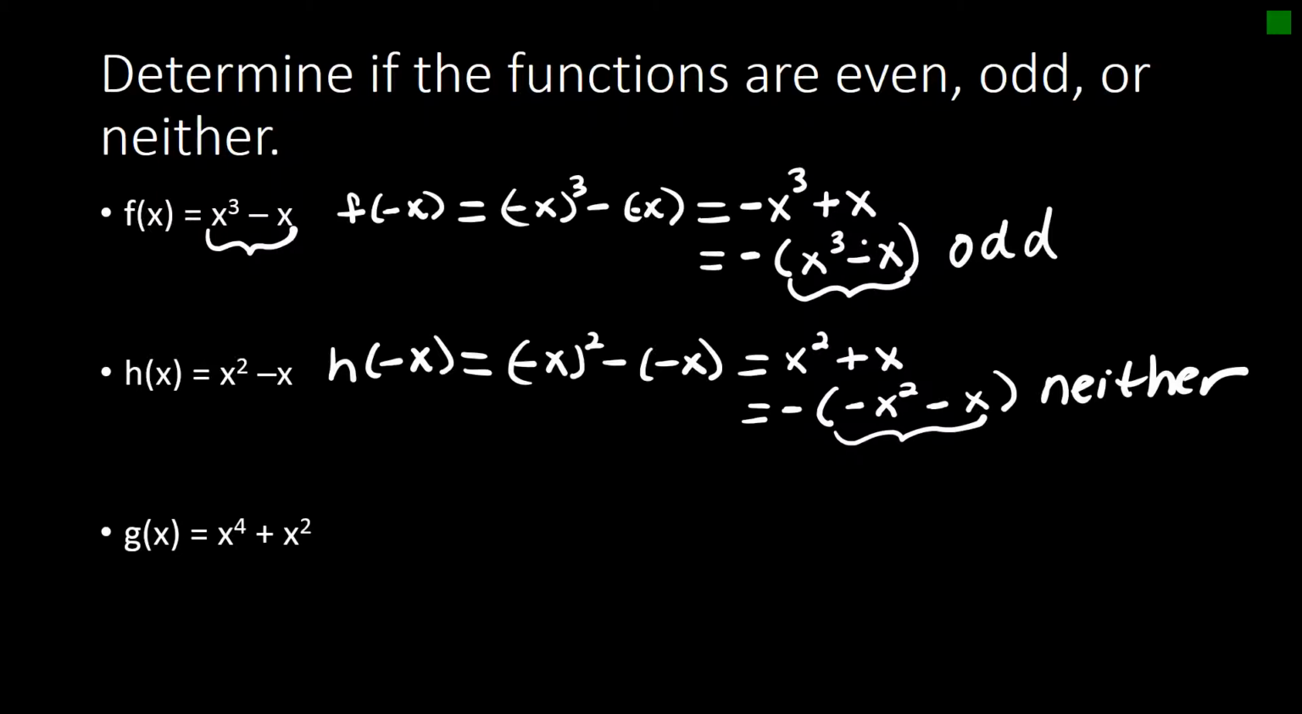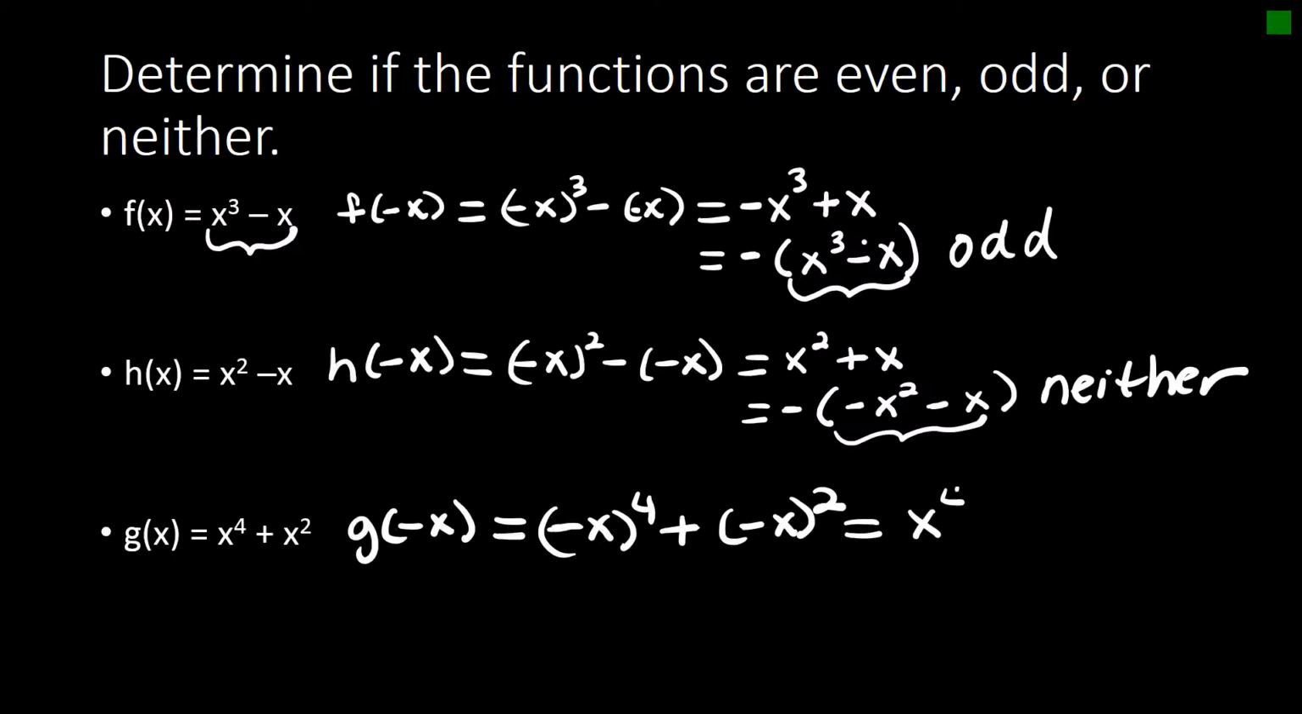And one last one, h of x equals x to the fourth plus x squared. If I replace x with negative x, then I have negative x to the fourth plus negative x squared. So whenever I have an even power, then my result is going to be positive. So this is positive x to the fourth plus x squared. And this is the exact same thing I started with. So this function is even.